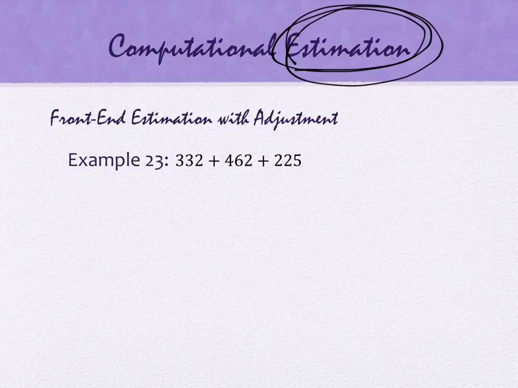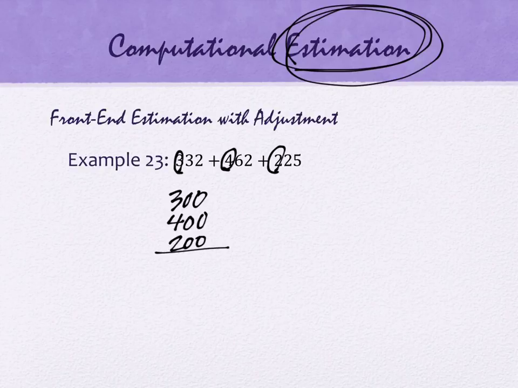All right. So front-end estimation does the following. It takes the first digit and it adds them together. So this is 300, 400, and 200. What do you get when you add 300, 400, 200? 900? Excellent. Now, adjustment does not mean do the same thing with the tens digit, and it certainly doesn't mean then do the same thing with the ones digit, because if you do the same thing with the tens digit and the ones digit, you're finding the exact answer.